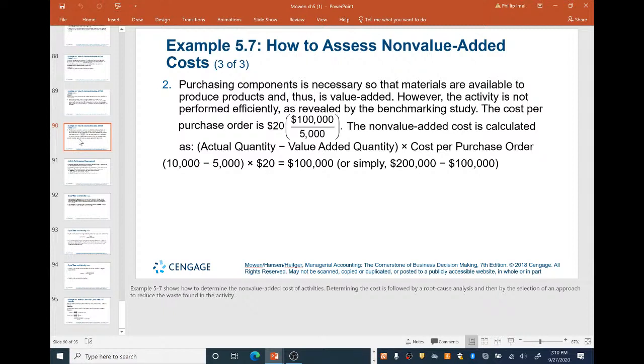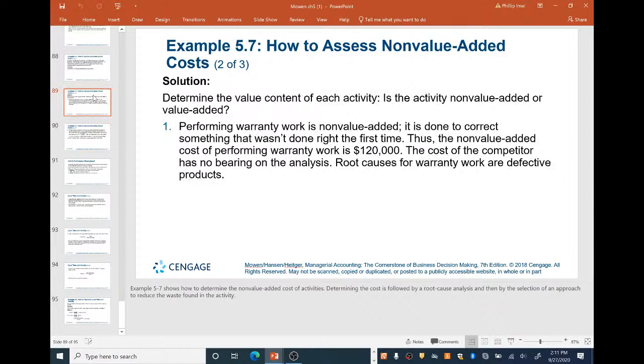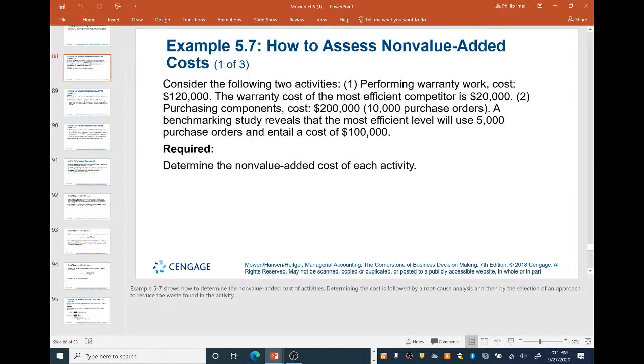Purchasing components is going to be necessary so that materials are going to be available to produce products, and therefore the purchasing components has to be a value-added activity. If the activity is not going to be performed efficiently, then obviously there could be a non-value-added component that goes into this. Obviously, in the case of this problem, that was the case. We could see by benchmarking that we originally were spending $200,000 for 10,000 purchase orders, where the benchmark study said it should be 5,000 purchase orders with a cost of $100,000.